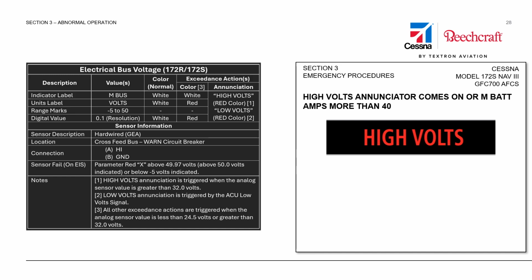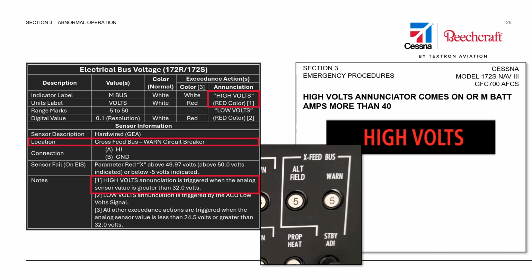Let's look at the triggers in the specifications for some clues. Here we see that our high volts is a red color CAS message, and it is triggered when the analog sensor is seeing a voltage greater than 32.0 volts. The sense for this CAS message is coming from the warn circuit breaker and is being fed to a GEA input. So it's the bus bar behind that circuit breaker that is actually feeding this information to the GEA.